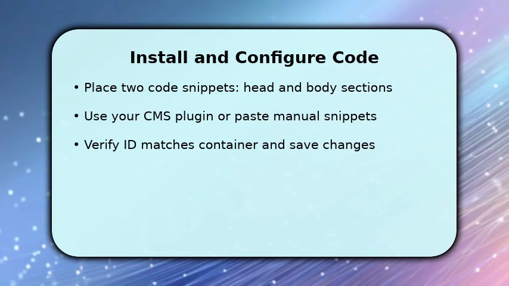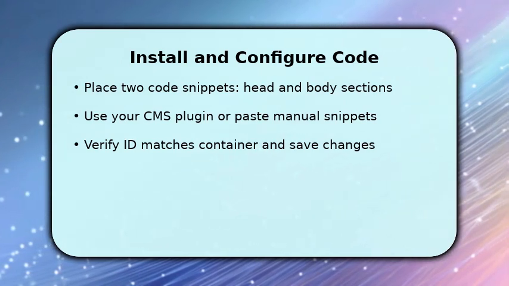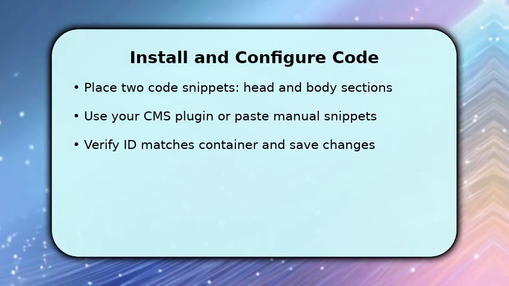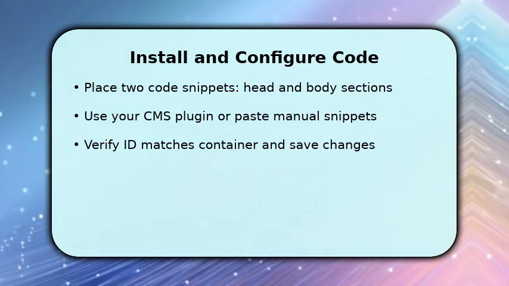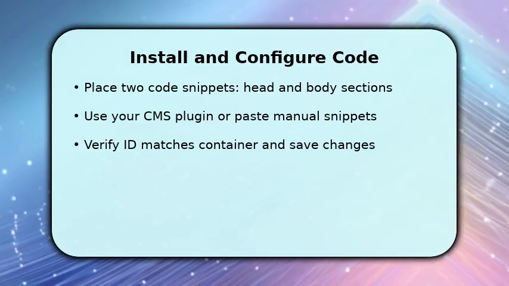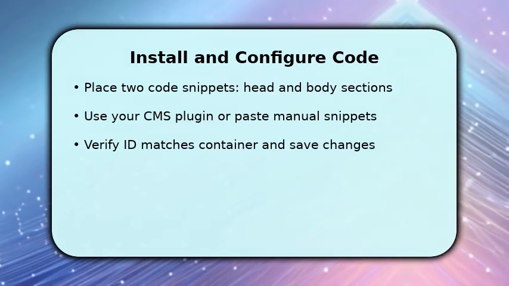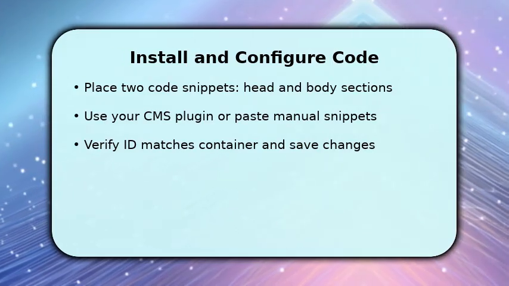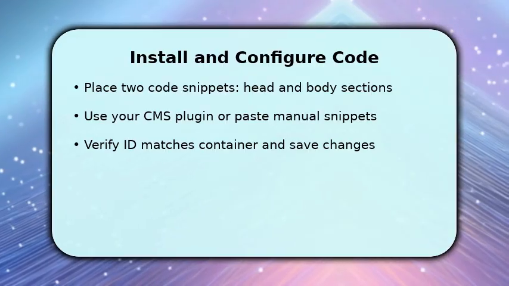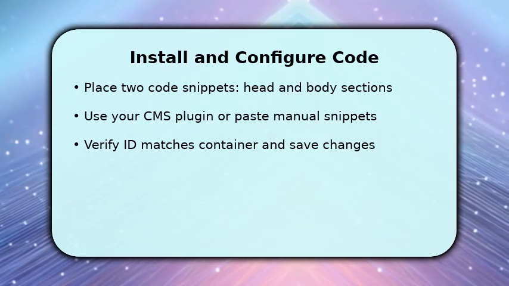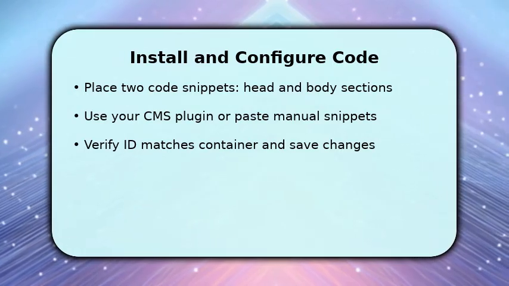Now add the code snippets to your site. Paste the head snippet immediately after the opening head tag and the body snippet right after the opening body tag. If you use a CMS like WordPress, pick a trusted plugin and enter the container ID to avoid manual edits. Otherwise, edit your theme files carefully. Once you place or configure the snippets, publish or save changes, and clear caches so the site serves the updated code for verification in the next step.